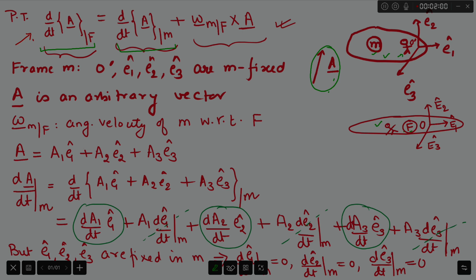It turns out, in general, these two reported changes in the same vector with respect to two different frames will be different. And the difference is actually this much, which is the cross product of the angular velocity of frame M with respect to F and that vector itself. Very useful relationship.